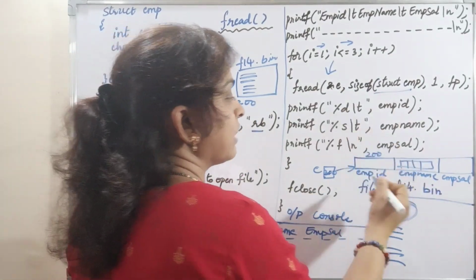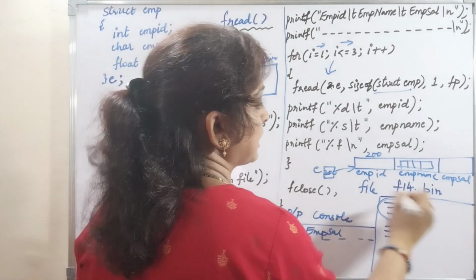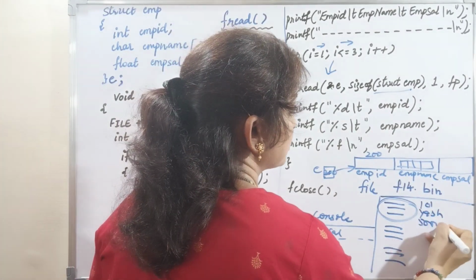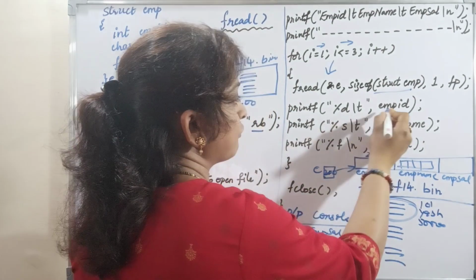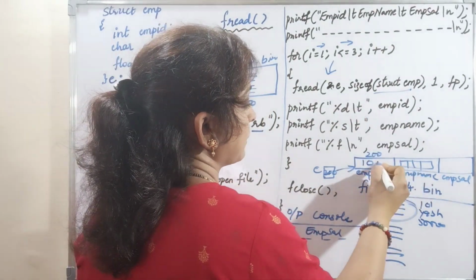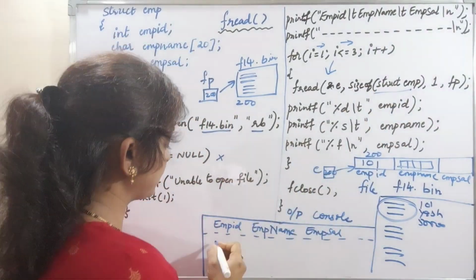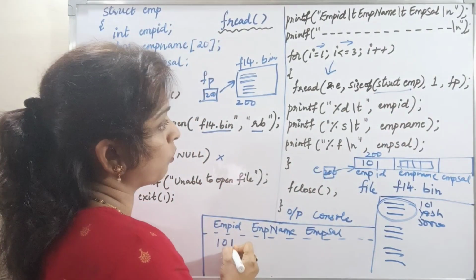So all that data will be stored here. For example, some data I have stored, say 101, say Yashoda, say 50,000 as the salary. So my first data will be stored in EMP ID. So I am going to print that. So here I am going to get 101.